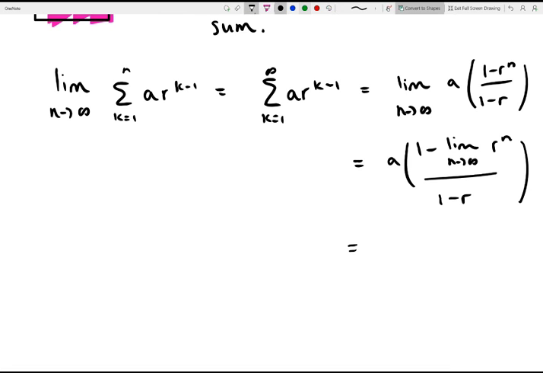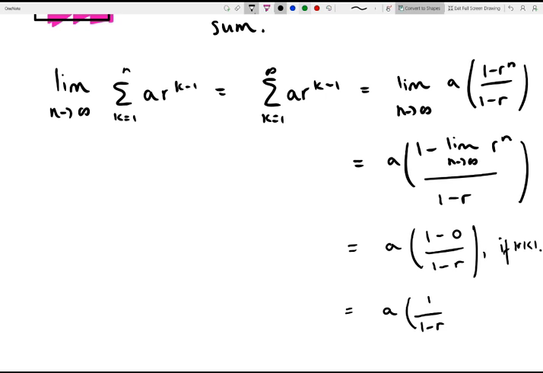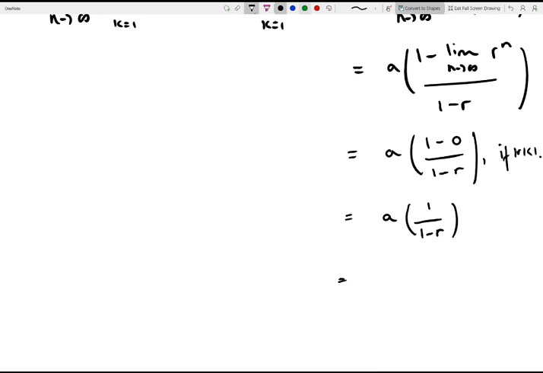And then this limit of r to the n will just tend to 0 because the modulus of r is less than 1. And if this tends to 0, then we have 1 over 1 minus r. And then discarding of the brackets, we have a over 1 minus r. And that's the end of the proof.